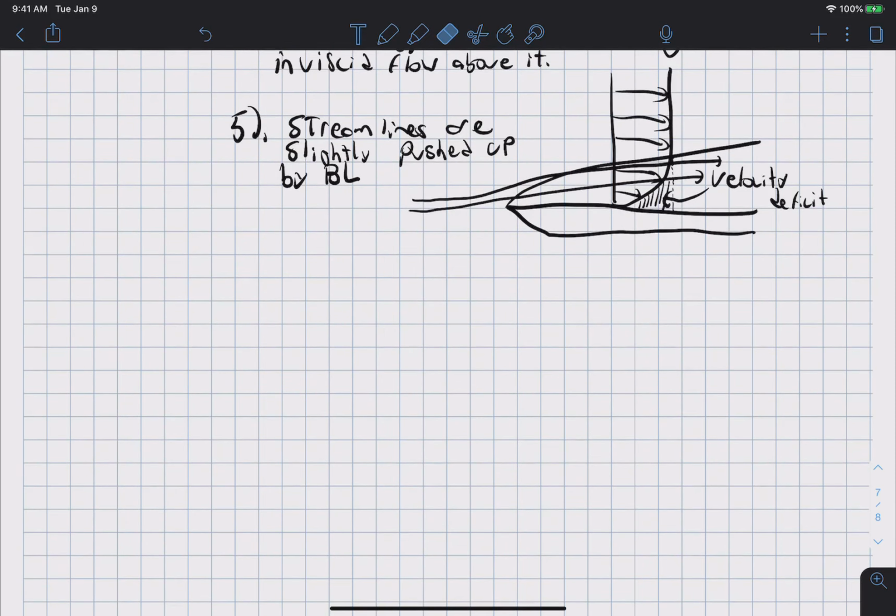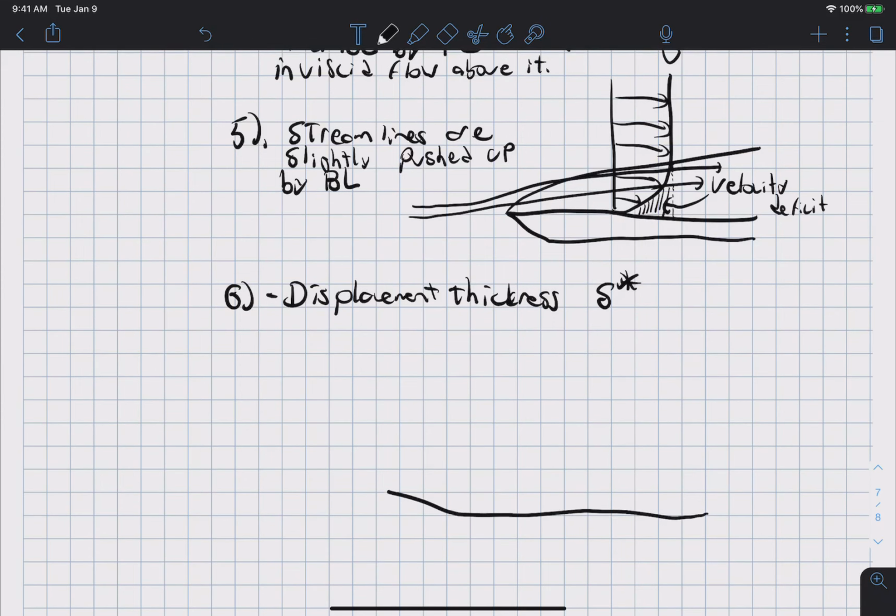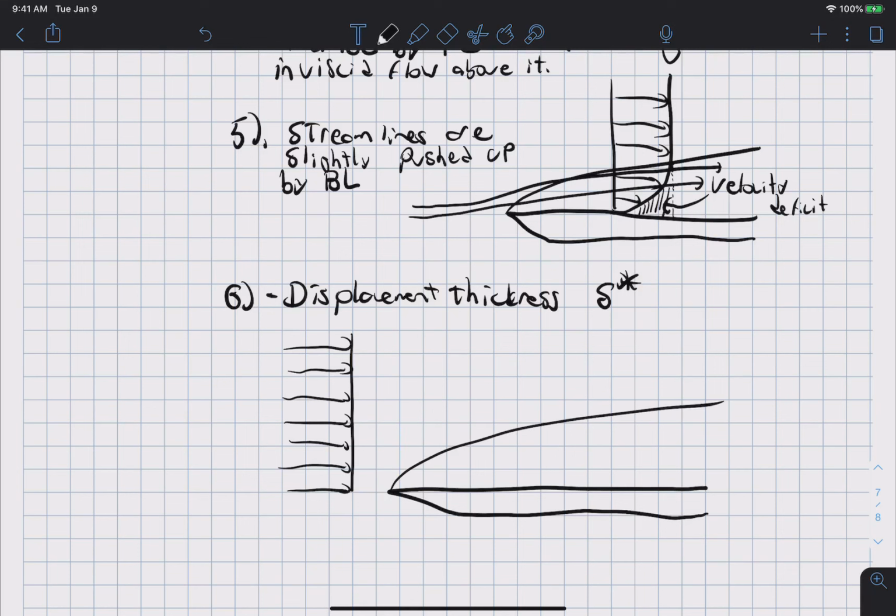Okay, and 6, and this is also related to the velocity deficit, is that there's another characteristic. It's called the displacement thickness, and that is delta star. You could imagine that if I have a flat plate and I have the free stream coming in, and I have our boundary layer and the velocity profile of the boundary layer.